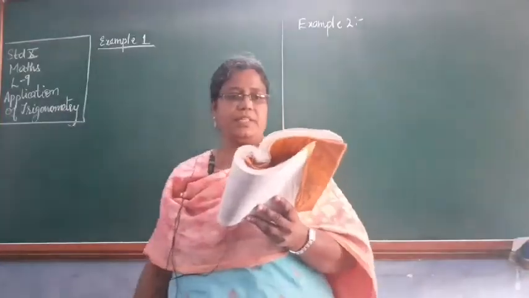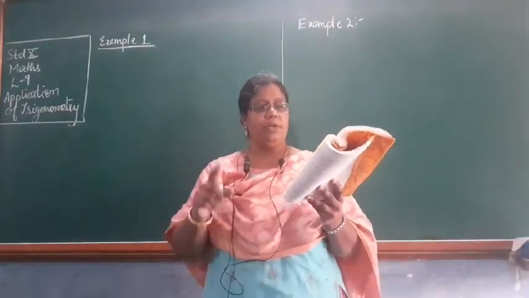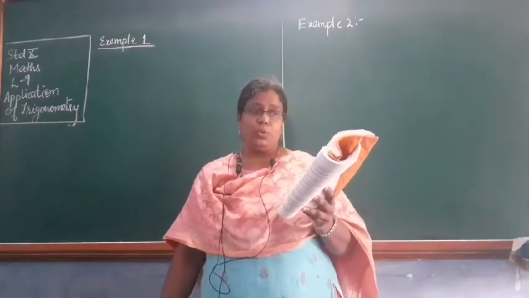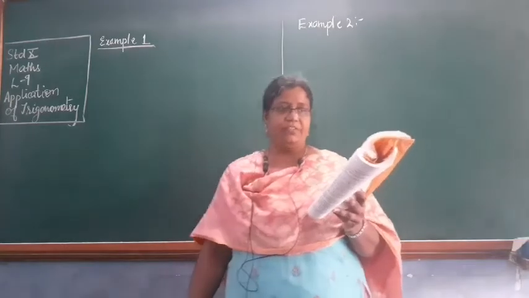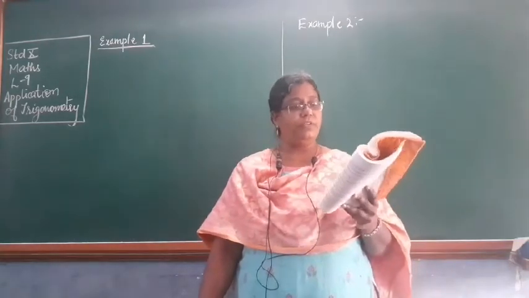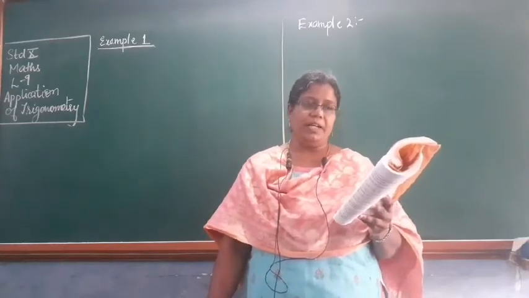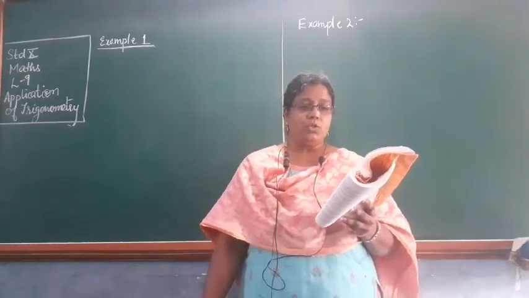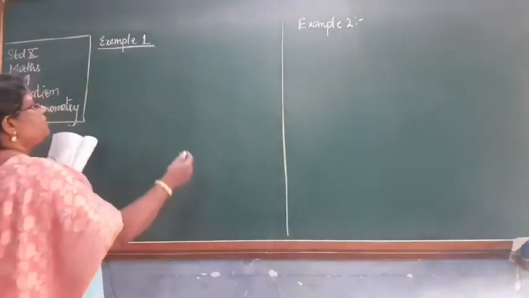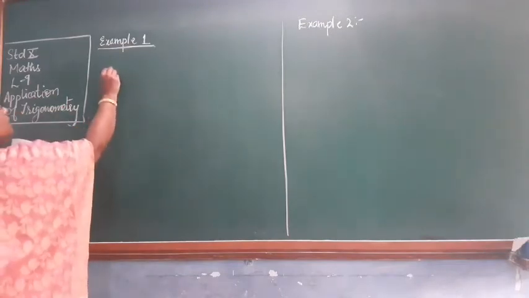Now let us take example 1. What does it say? A tower stands vertically on the ground, and from a point on the ground which is 15 meters away from the foot of the tower, the angle of elevation of the top of the tower is found to be 60 degrees. Find the height of the tower. So there is a tower which is standing vertically on the ground. Let us draw a tower which is standing vertically on the ground.